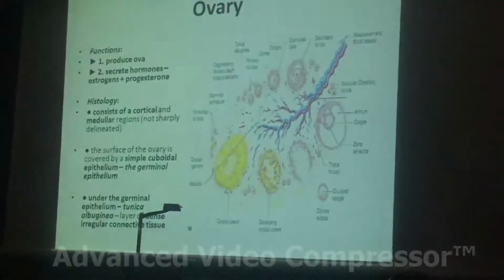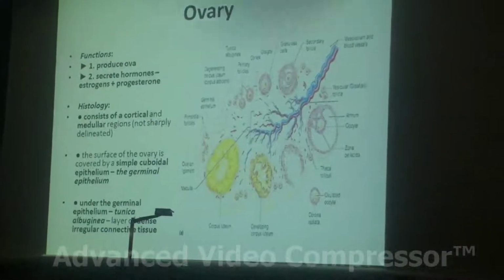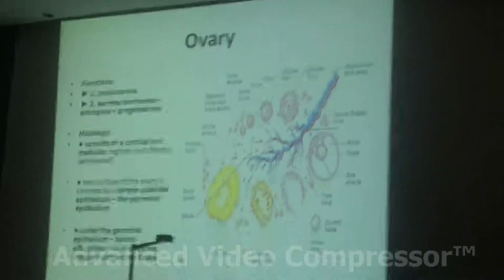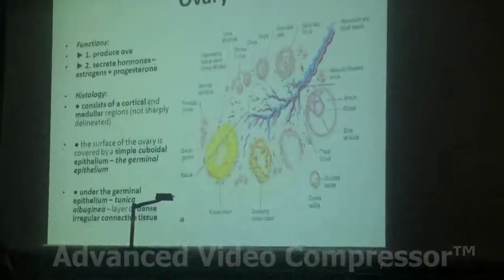An exocrine fashion. Endocrine, it releases the female sex hormones into the bloodstream. Show the female sex hormones. Estrogen and progesterone. How does it do that?